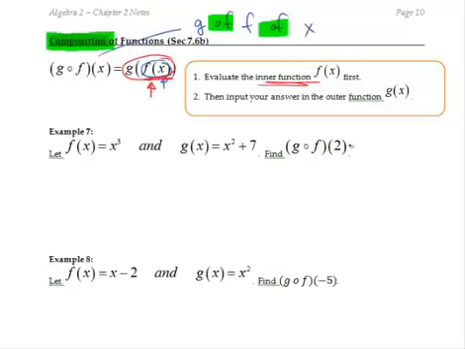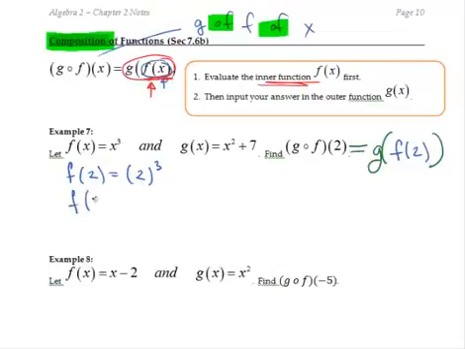Whenever you see this, always rewrite this to be g, big parentheses, and then on the inside, we're going to do f of 2. Just like we saw here in our notes, g of f of x is g parentheses f parentheses x. It means we do the inside part first. So what's the inside part? f of 2 equals 2 cubed. So f of 2 is equivalent to 2 times 2 times 2, which is 8.